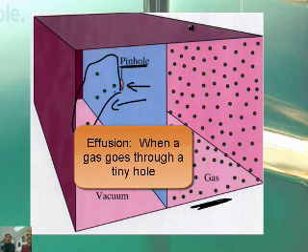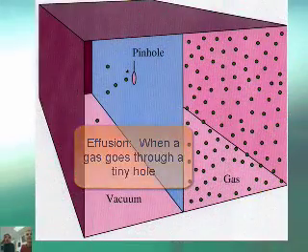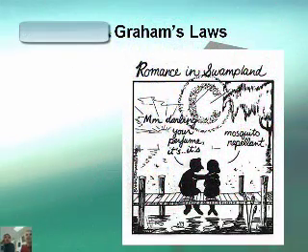So we have a gas that passes through a tiny hole. Effusion is a process by which a gas goes through a tiny hole, as opposed to diffusion, which just spreads out through the whole room or the whole container. And here's that picture, zoomed in big. Okay, and so, continuing on with Graham's law.